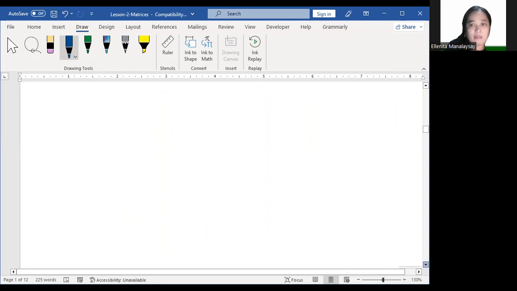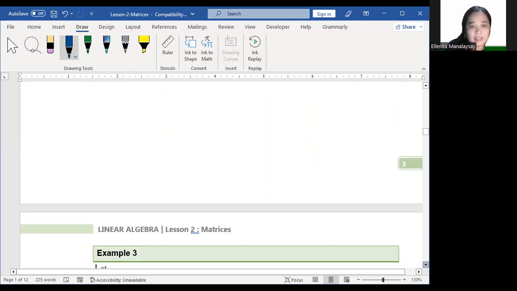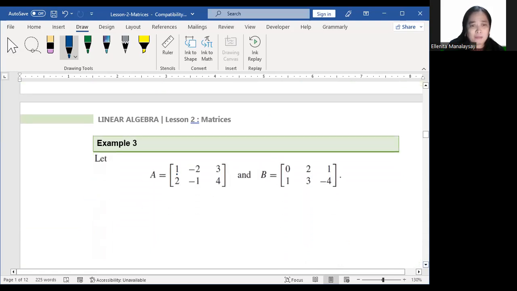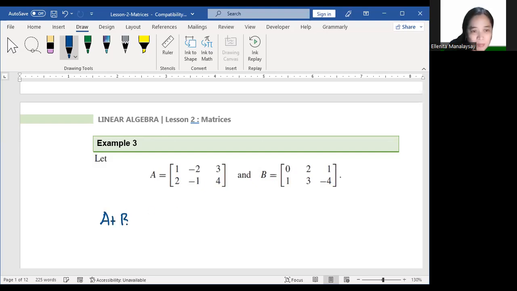And I think I have a note on that. Laki ng space ko. Oh, this is another example. So let's have matrices A and B. We will let A to be this 2 by 3 matrix and B to be this 2 by 3 matrix. Then A plus B, okay, we can add this because these two matrices are both 2 by 3. So we're expecting the sum to be a 2 by 3 matrix as well.